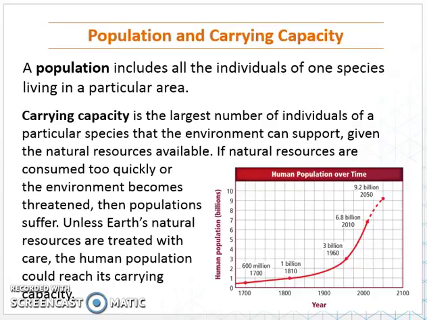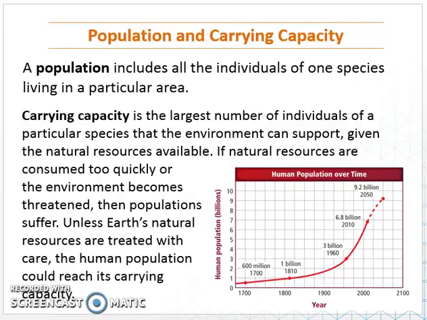So carrying capacity is basically this. Let's say I have a clear hollow bowling ball, and in that clear hollow bowling ball, I have enough resources, water, sugar, etc., that I can safely and easily care for 100 fruit flies. Once I get to 100 fruit flies, I'm fine.